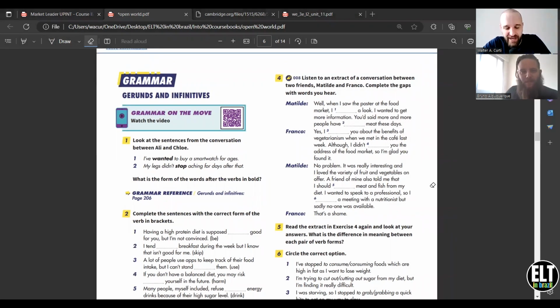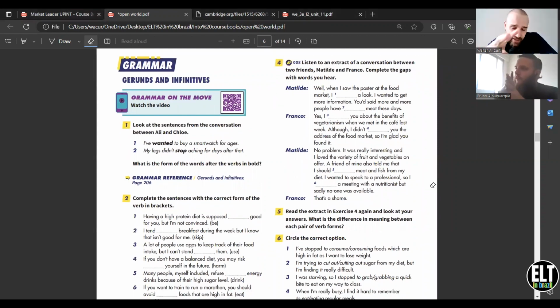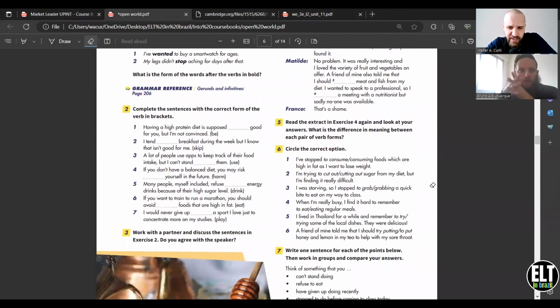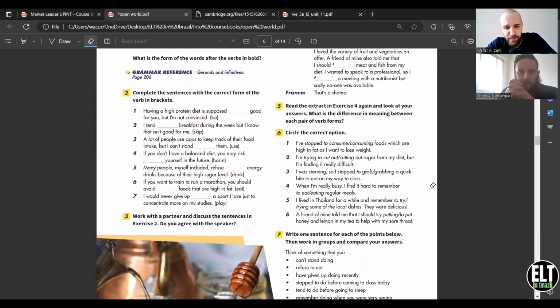All right, folks, we're back. So today we're going to talk about Open World by Cambridge University Press. Again, this is not a pirate version. This is a sample unit provided by Cambridge University Press. Bruno, first thing, we got this grammar lesson. This is upper intermediate level, mind you.